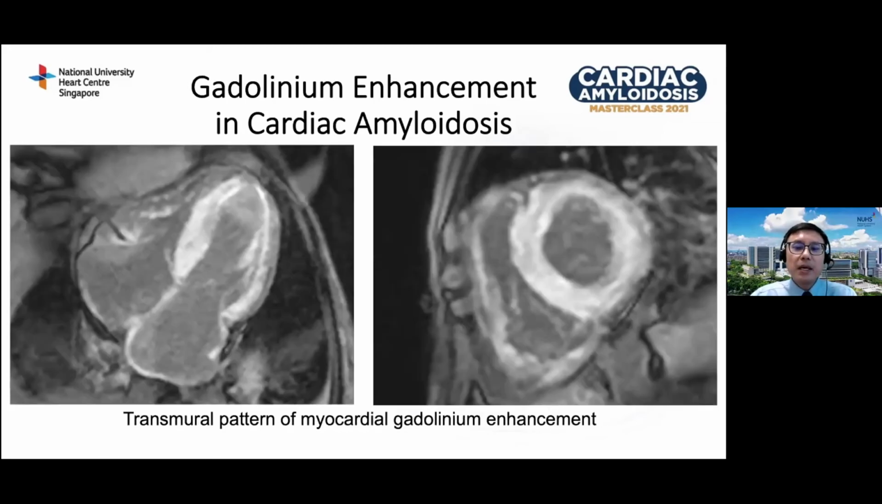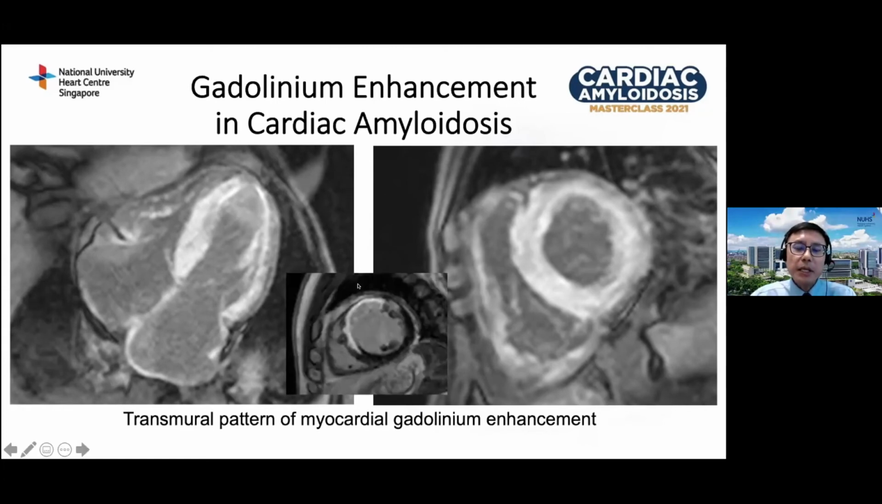These two pictures show you the transmural pattern of gadolinium enhancement. You can see that almost the entire myocardium lights up white, and you can also see enhancement of the right ventricular myocardium, as well as the atrial septum and the atrial walls. All right, so this is quite typical of cardiac amyloidosis. Again, a reminder that in myocardial infarction, you also get transmural infarction, but these are confined to the coronary territory that has been infarcted.